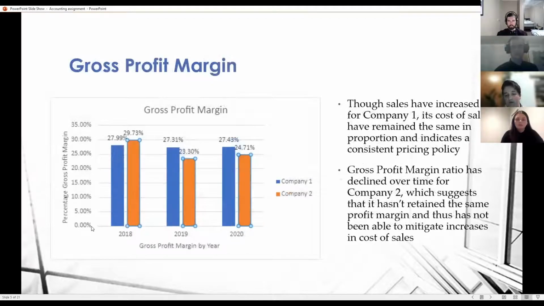And we can also see the gross profit margin. Even though we can say the sales have increased for Company 1, its cost of sales have remained the same in proportion, and this indicates it has a pretty consistent pricing policy. You can also see that the gross profit margin ratio has declined over time for Company 2, which suggests that it hasn't retained the same profit margin, and thus has not been able to mitigate increases in cost of sales.